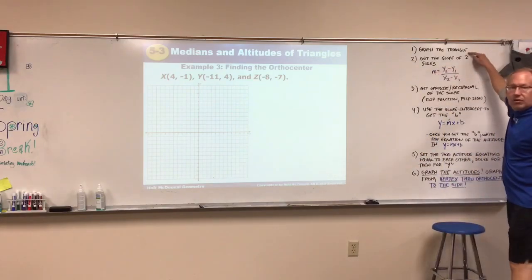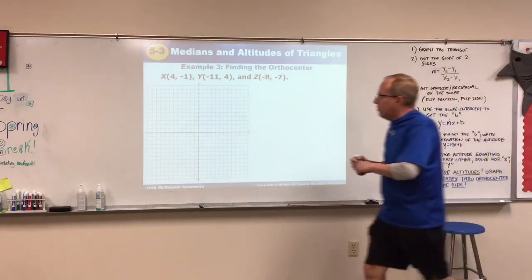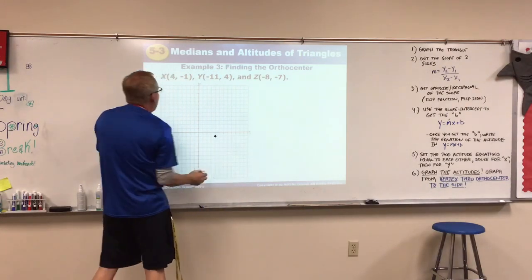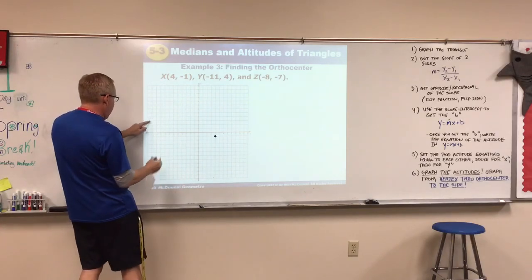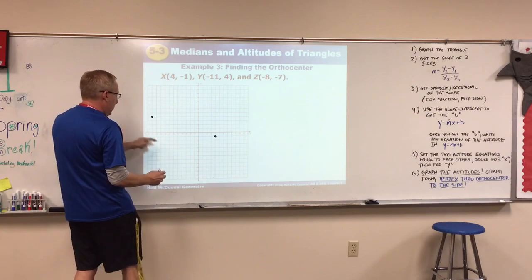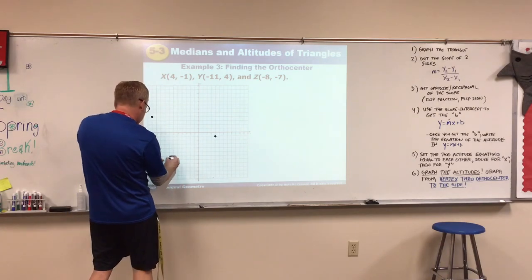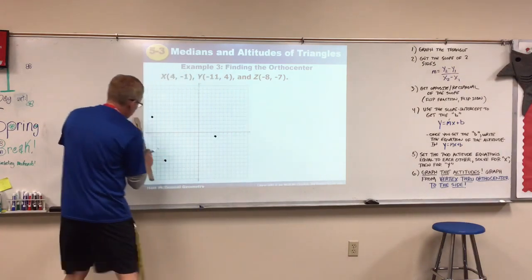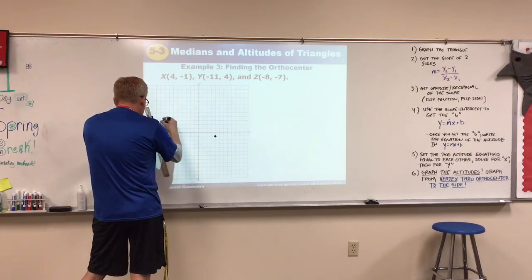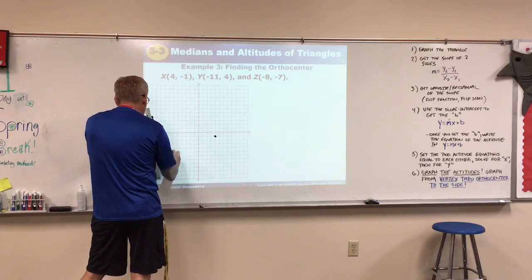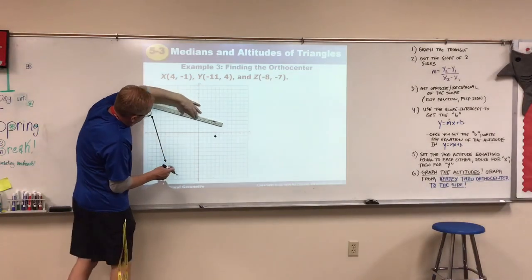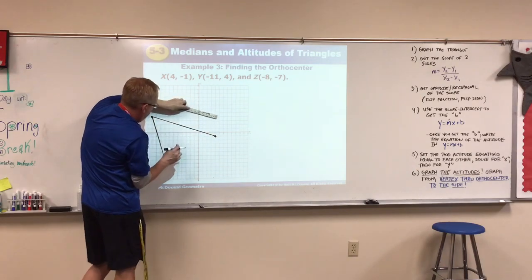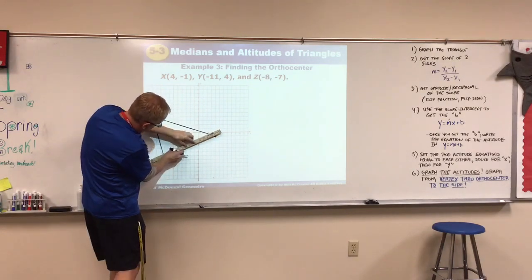So the first step it says here is graph the triangle. So we're going to have to graph the triangle. So this is X, 4, -1. 4, -1 is right here. Y is at -11 and 4. And Z is at -8, -7, which is right here. Those are my points. So you'll take your straight edge. We will, of course, create the sides of the triangle, which is there, and which is here, and it is then here.